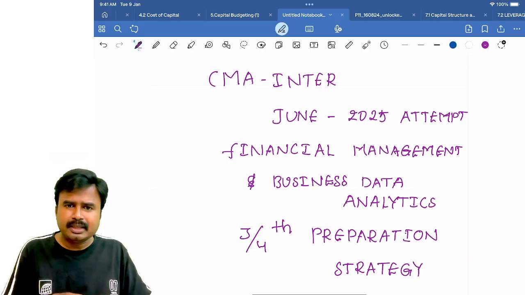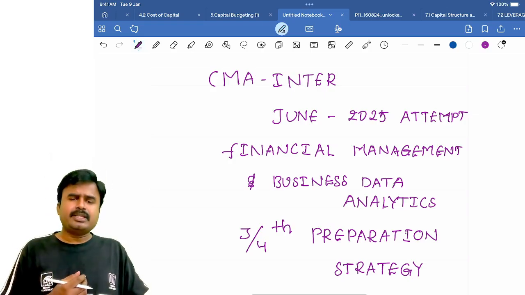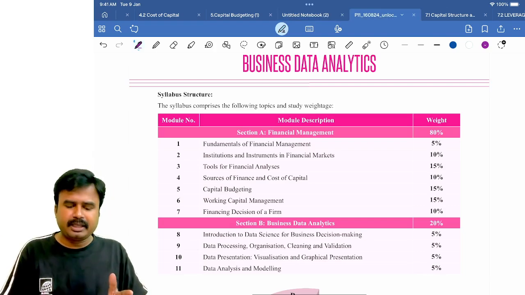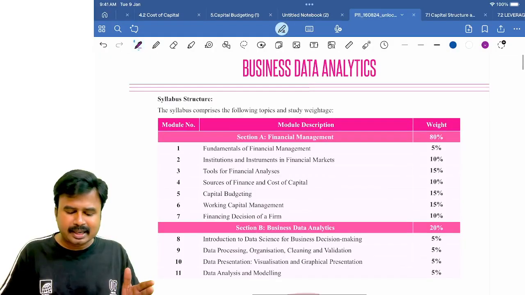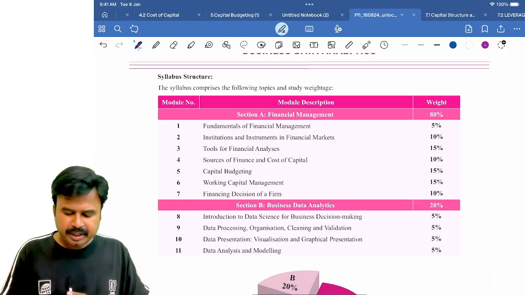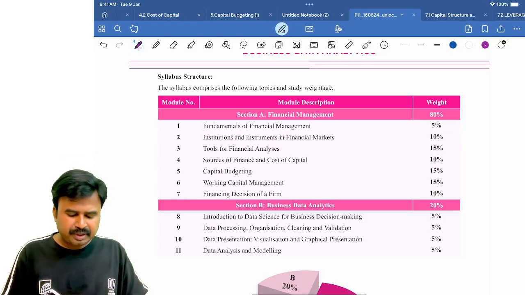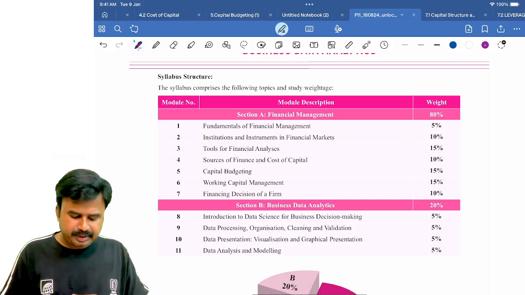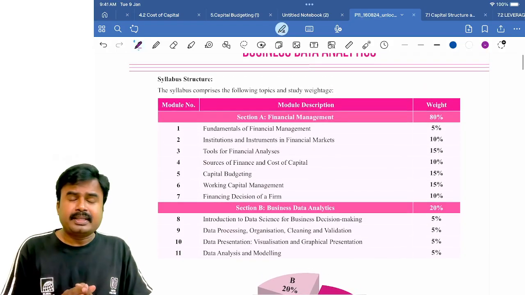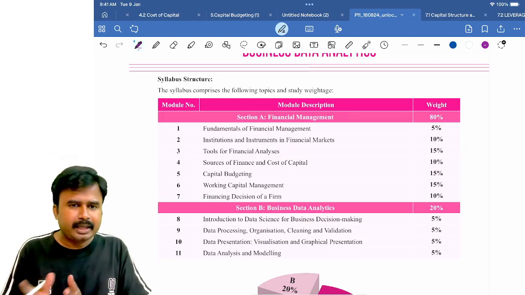To get exemption in this paper, FM and business data analytics. You see, my dear students, these are the topics which are covered under this subject. I'm just showing the syllabus structure as per the study material. They have assigned the weightage for the respective chapters also. Around 7 chapters in FM and 4 chapters in BDA. So, by seeing these percentages, students have already prepared accordingly.